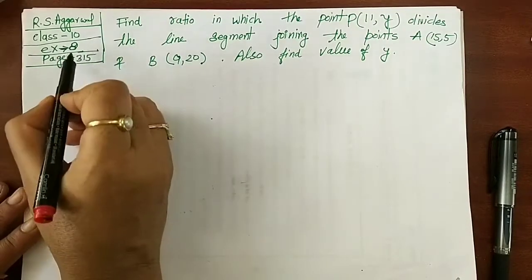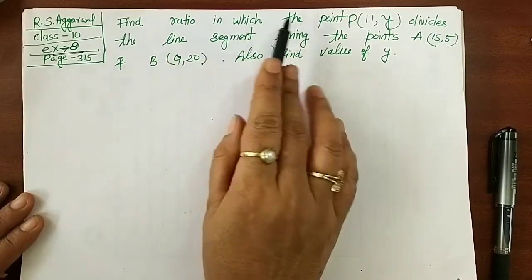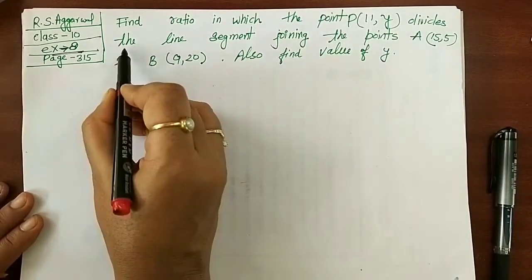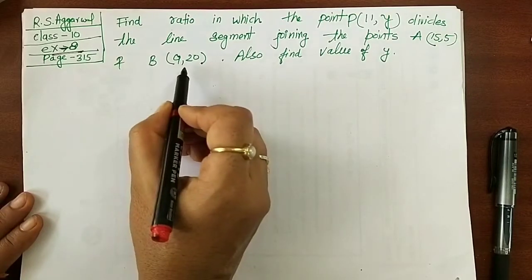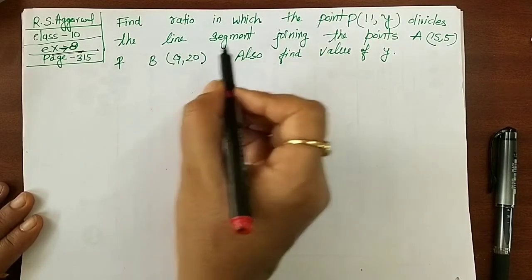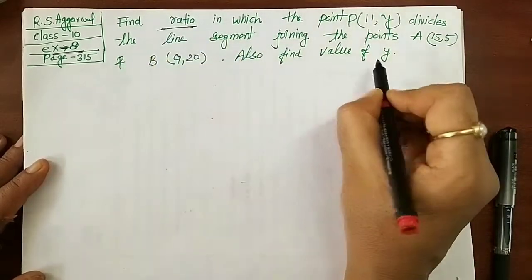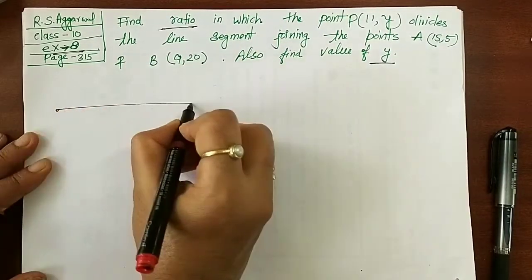Let's do 8th example, guys. It's also pretty simple. Find the ratio in which point P divides the line segment joining the points A and B. So remember, they're asking the value of y. They're asking to find the ratio, and the value of y. So let me make a rough sketch.